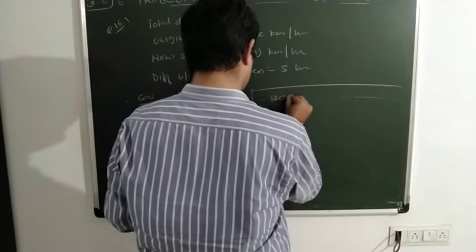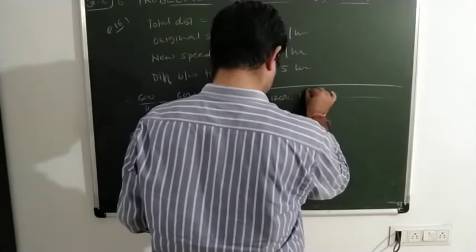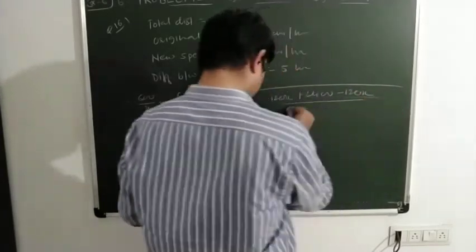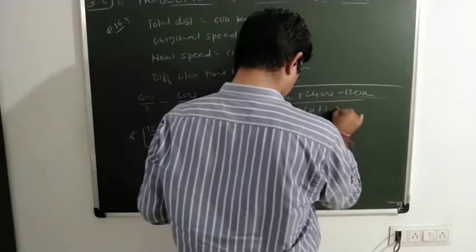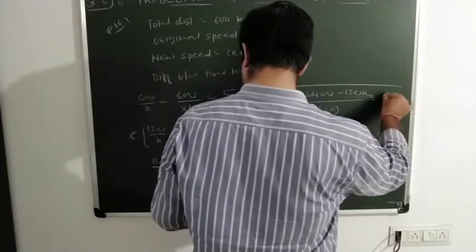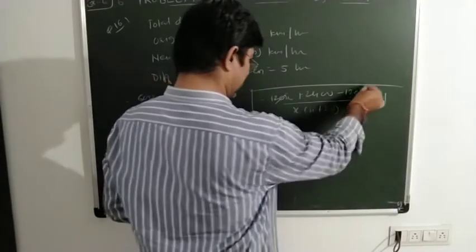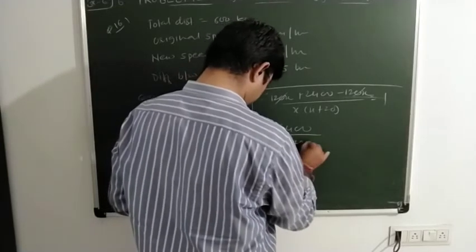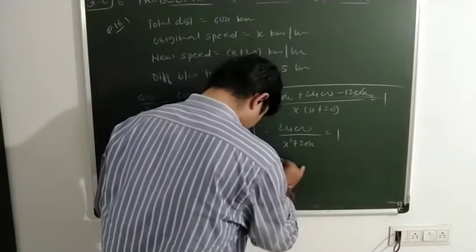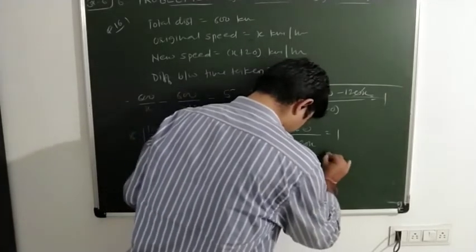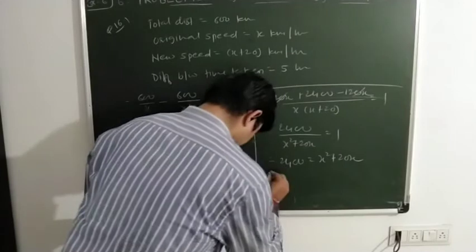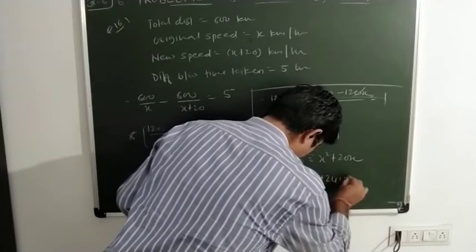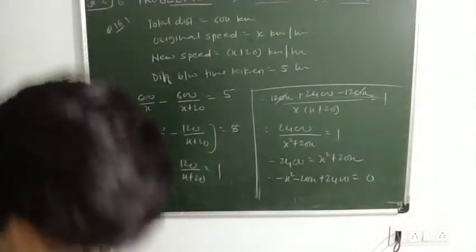Therefore 120x plus 2400 minus 120x upon x into x plus 20 is equal to 1. 120x plus minus will get cancelled. 2400 upon x square plus 20x is equals to 1. Therefore 2400 is equals to x square plus 20x. Therefore minus x square minus 20x plus 2400 is equal to 0.